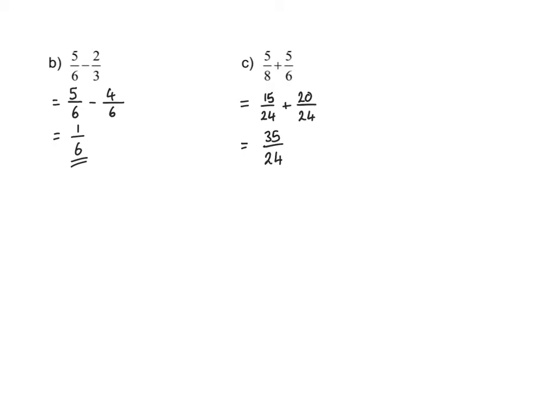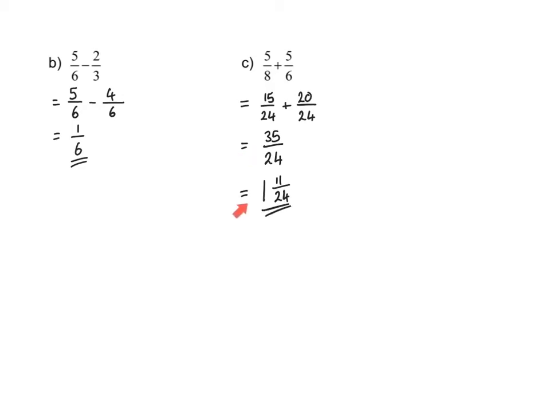Now there's a couple of things I would usually check at the end of one of these questions. The first is, can that fraction be simplified? Now, 35 over 24, there's no number apart from 1 that divides into 35 and 24, so it can't be simplified. And the other thing I might do is change it to a mixed number. So 24 goes into 35 once, remainder 11. So 1 and 11 24ths.